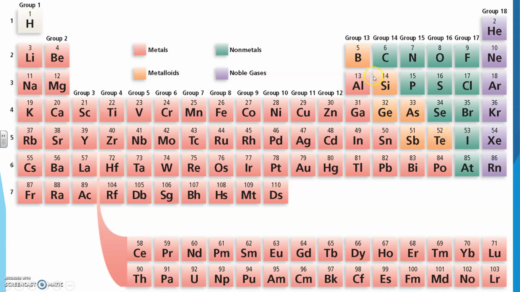Sometimes some people will consider aluminum and polonium part of the metalloids. Other times they don't. Sometimes gallium is included in that. Sometimes it's not. It's kind of weird, but for the most part, these are the consensus right here, that these are the metalloids. You also have your nonmetals.